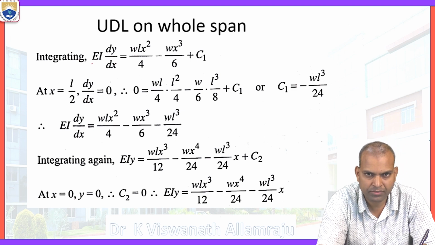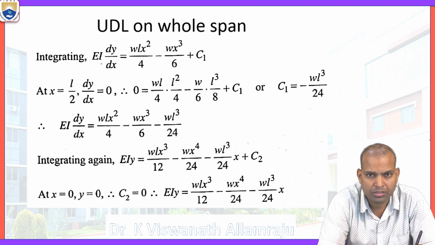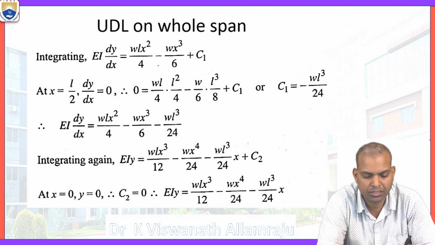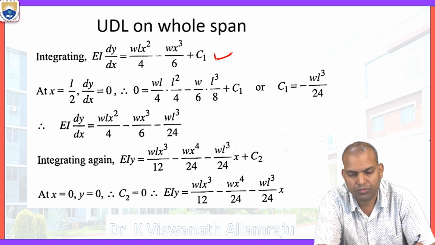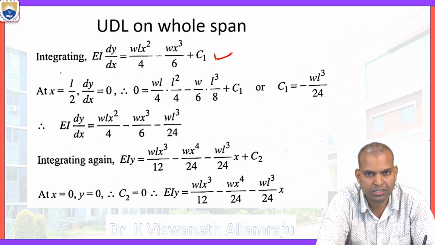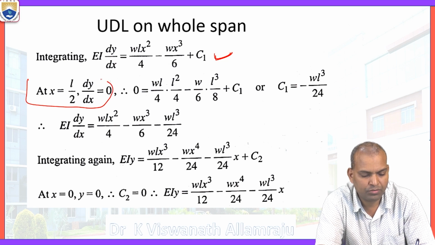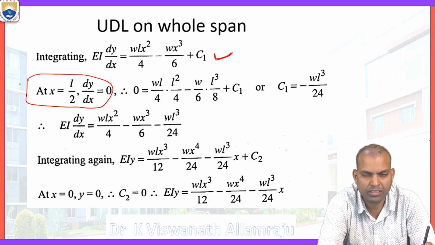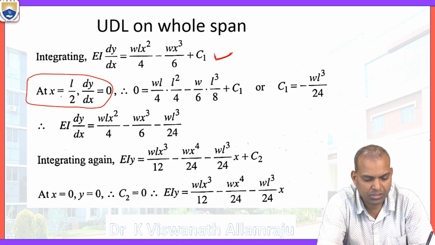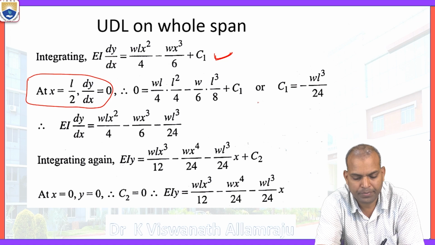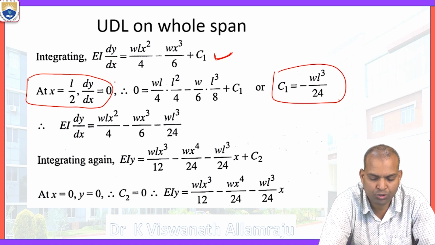Let's begin with integration. The first integration gives the slope equation, that is EI dy/dx equal to wLx²/4 minus wx³/6 plus C1. The C1 is calculated by using the boundary conditions related to the span length of the beam and slope. So at x equal to L/2, dy/dx equal to 0. At the midpoint, the slope equals 0. Applying this boundary condition, the value of C1 becomes minus wL³/24.